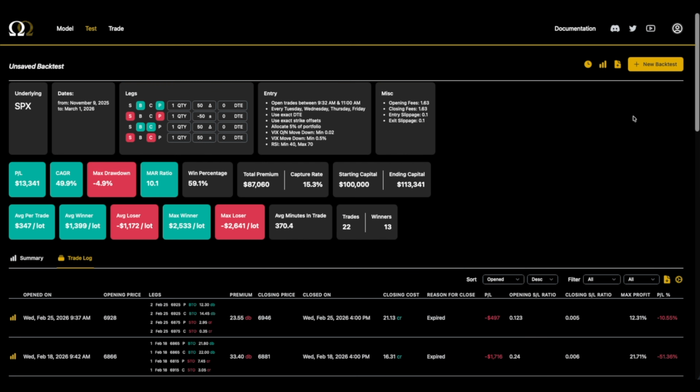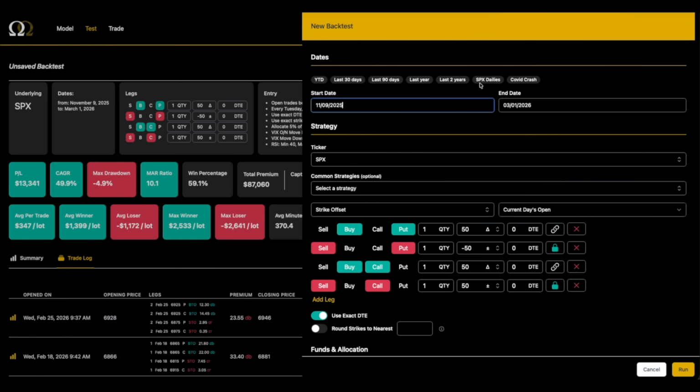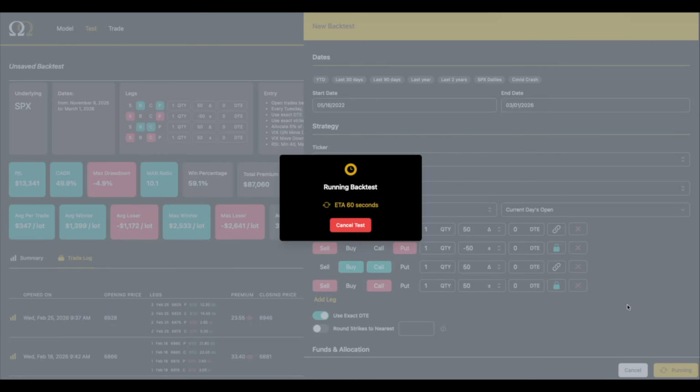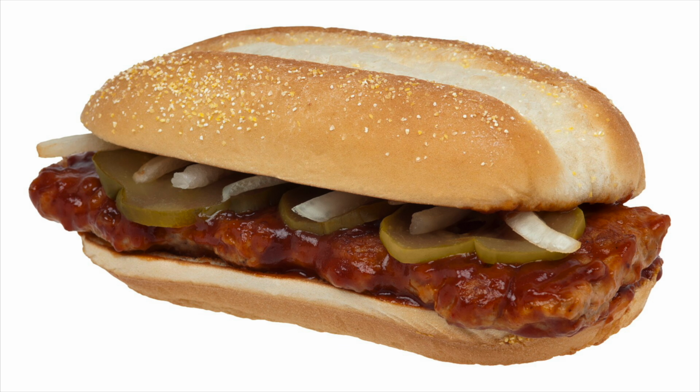So this is a McRib, reverse iron butterfly. It's named after the iconic McDonald's sandwich, the McRib. If you don't know one, they are delicious with extra pickles, no affiliation, but that's how I like my McRibs.